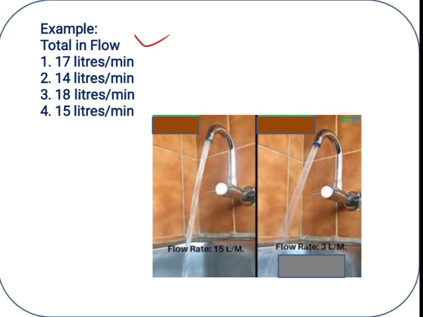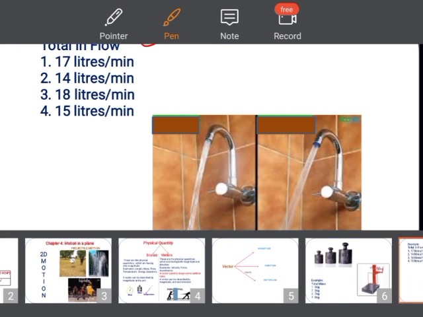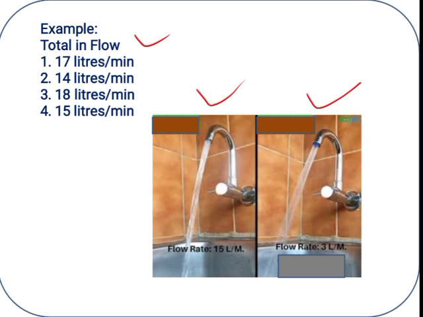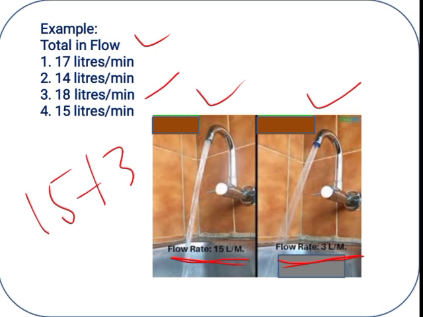Total inflow. You just carefully see this picture. Here two taps are there. From one tap it is 15 liter per minute, and this is 3 liter per minute. Then what is the answer? Definitely 18 liter per minute. So 15 plus 3 is equal to how much? 18. So here also it is a scalar quantity. That is the reason we added by the simple addition method.